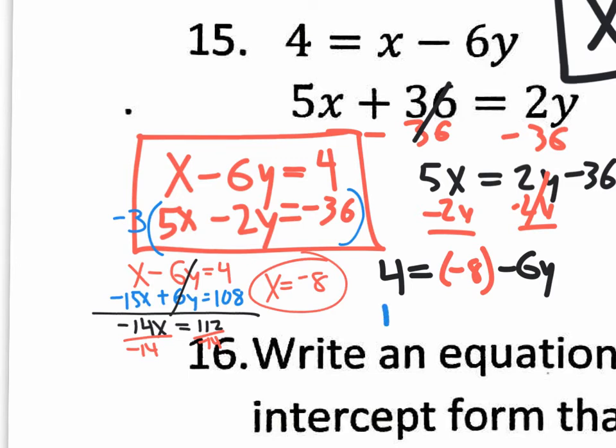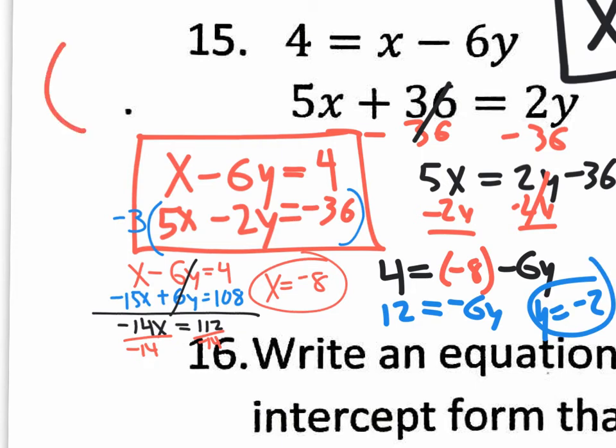So if you add 8 to both sides, you'll have 12 equals negative 6Y, which means that if you divide both sides by negative 6, you get Y equals negative 2. Y equals negative 2. So we have our X value and our Y value. The answer as a coordinate will be negative 8, comma, negative 2.